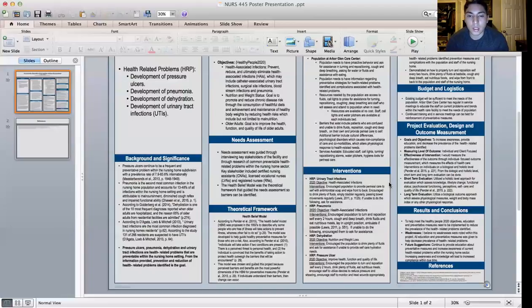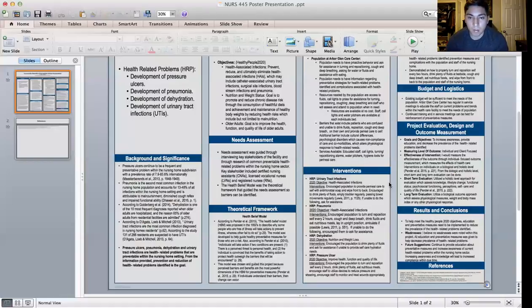For pneumonia, the 2020 objective was health-associated infections as well. Interventions were to encourage the population to turn and reposition self every 2 hours, cough and deep breathe, drink fluids, and eat nutritious meals, lay in an upright position, and ambulate if possible. Also, they need to ask for assistance if they are unable to do so.